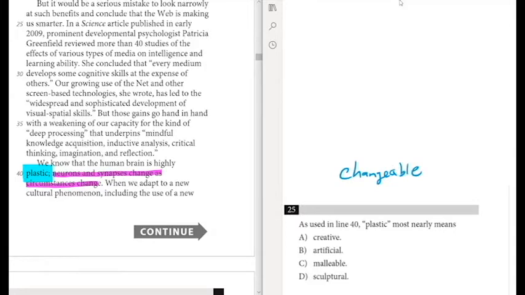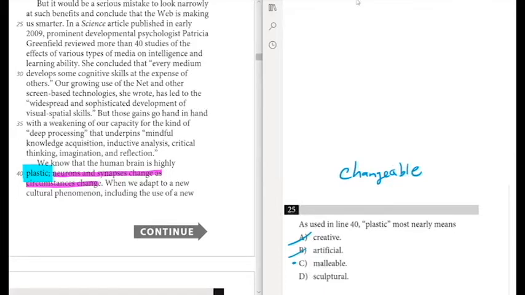So which of the given words can be used to mean changeable? Creative means coming up with new ideas. It doesn't mean changing. The creative person is not necessarily changing. The creative person is creating something. Artificial means fake. So being able to change and being fake, although they can sometimes be related, are actually different things. Malleable actually means changeable, but let's just say you didn't know the definition of that word yet. You could just leave it for later.